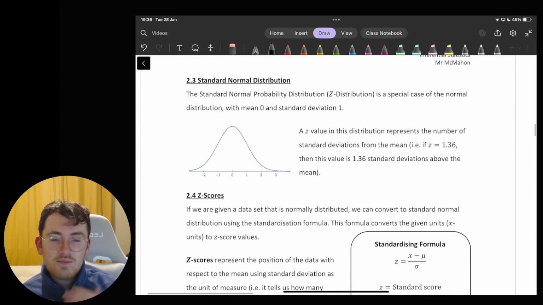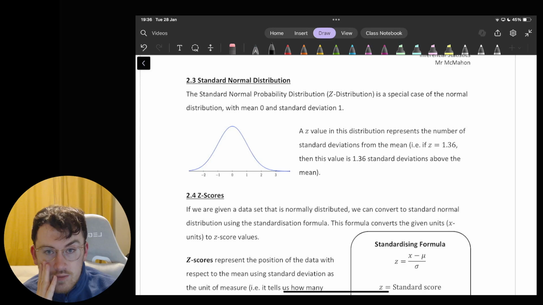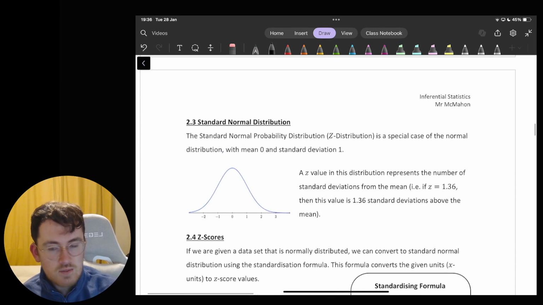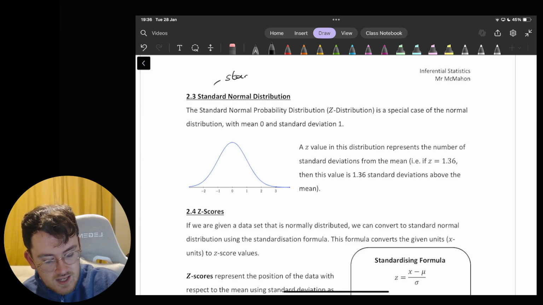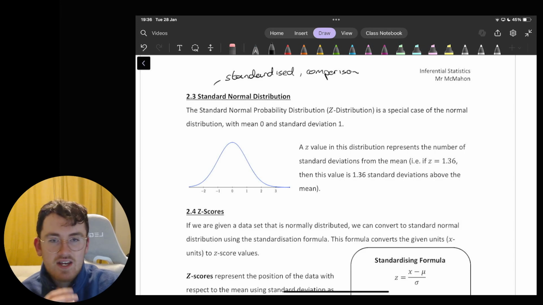Going even more specific than just a normal distribution, we have what we call the standard normal distribution. Standard here is in the quite specific, traditional sense of the word, that idea of something being standardized, or we could make a note of that idea of comparison. By standardizing things or using a standard metric, we're better able to compare information. And that is one of the big uses of the normal distribution and the standard normal distribution more specifically.